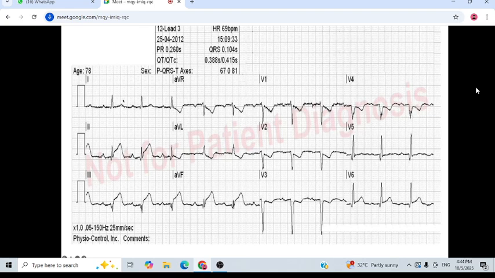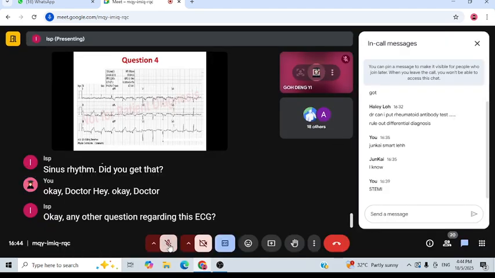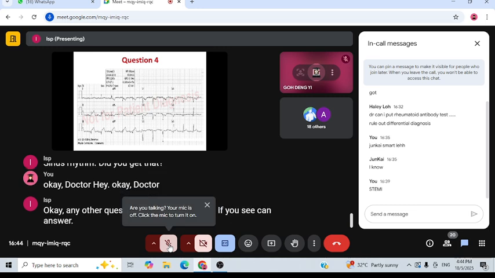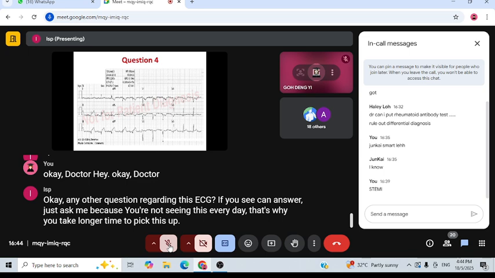Did you get that? Any other question regarding this ECG? If you still cannot answer, you just ask me, because you're not seeing this every day. That's why you take a longer time to pick this out. Okay, then we move on.